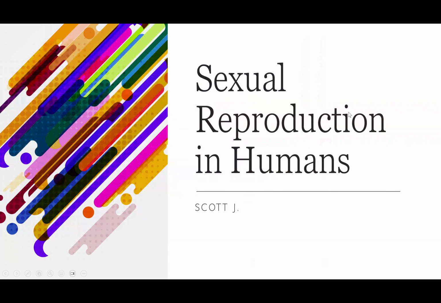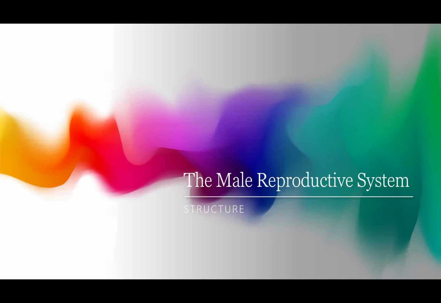Now, for a dive into sexual reproduction in humans specifically, the syllabus asks us to really look at the male reproductive system first. So, we're going to be looking at that right now. We're going to be looking at its structure, its physiology, and its anatomy. So, it's generally just anatomy and physiology for all of this.